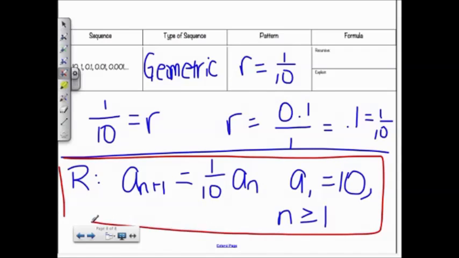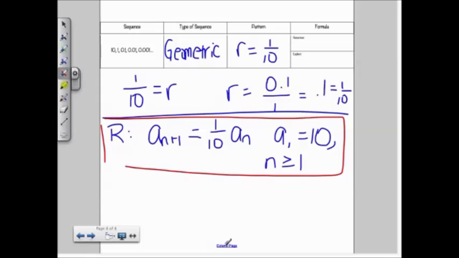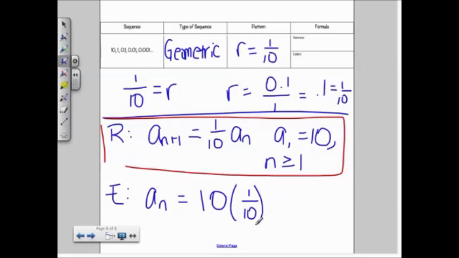And then the explicit formula is going to be a sub n equals a sub 1. Now in this example, your a sub 1 is 10, multiplied by your common ratio, which is 1/10th, all of that raised to the n minus 1 power, okay, for n is greater than or equal to 1.